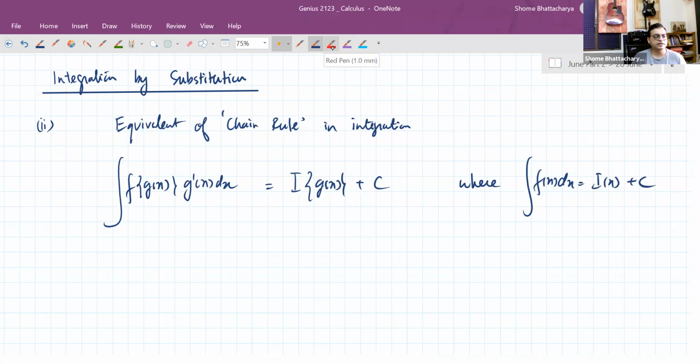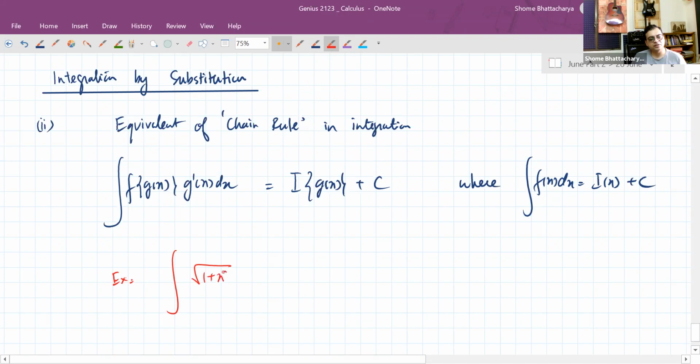Okay. So if we are integrating the product of two functions, one is a composite function and the other is the derivative of the inside term. So I'll just give you an example to understand this. Suppose we are integrating, let's say, square root of 1 plus x square into 2x dx.